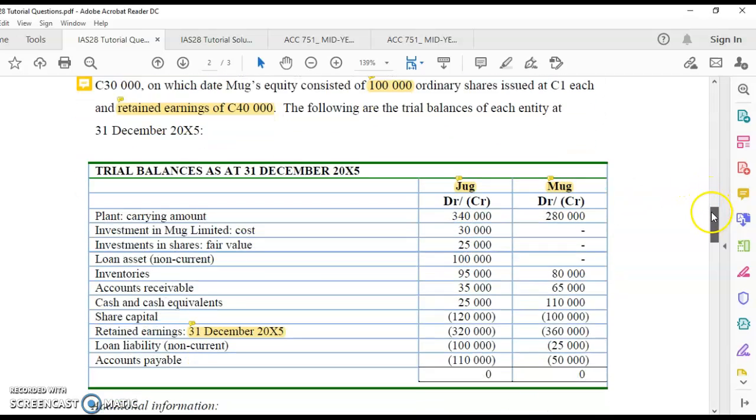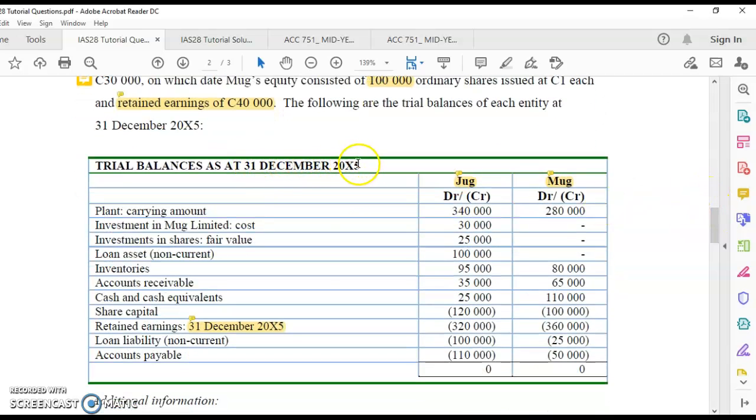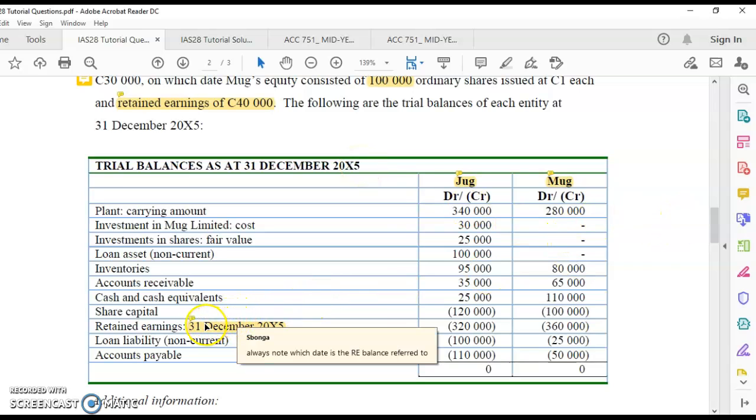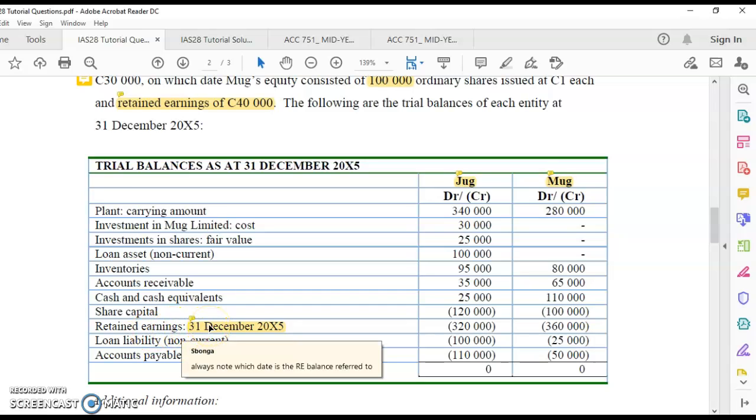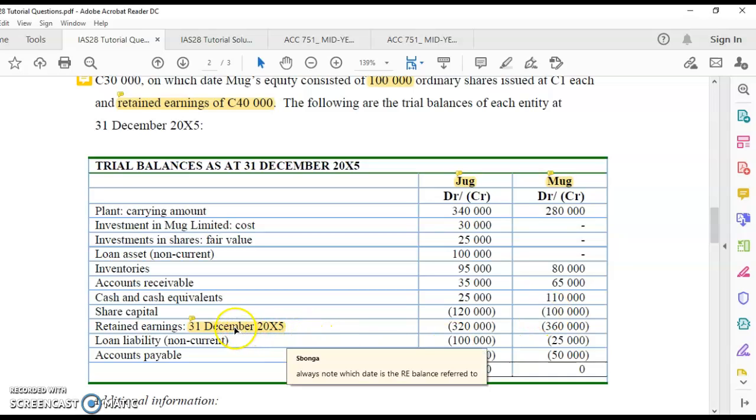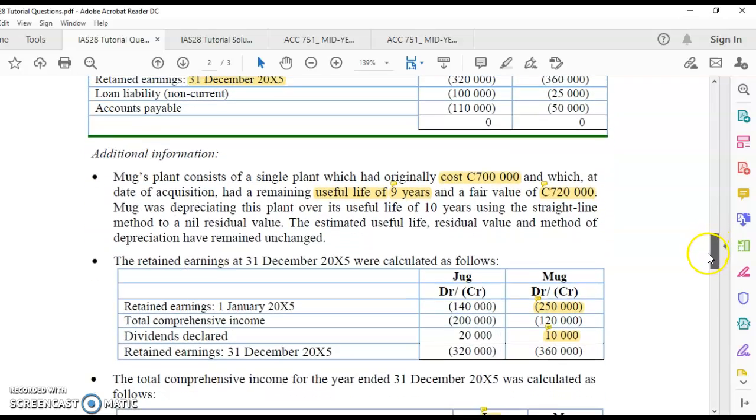And then I was given the trial balance at the 31st of December 20x5. Great. And then another thing I would want to note is that retained earnings relate to the 31st of December 20x5. It's always important to note which date retained earnings is referred to, because you can be given a trial balance for the year end, but only to find that retained earnings is for the beginning of the year. So it's just always important to confirm. So we've already confirmed, great.